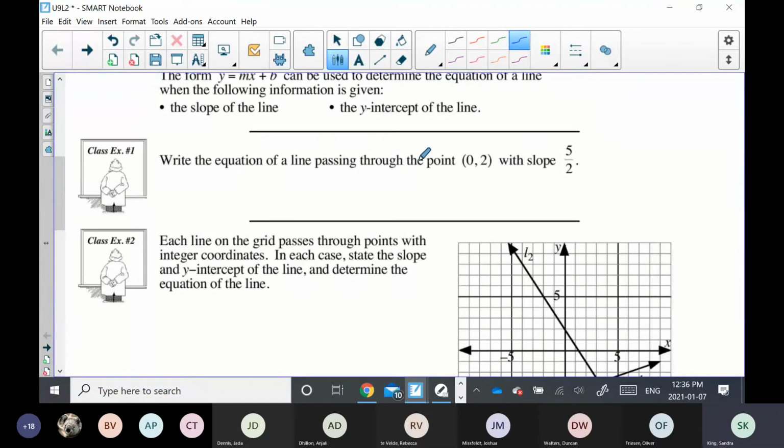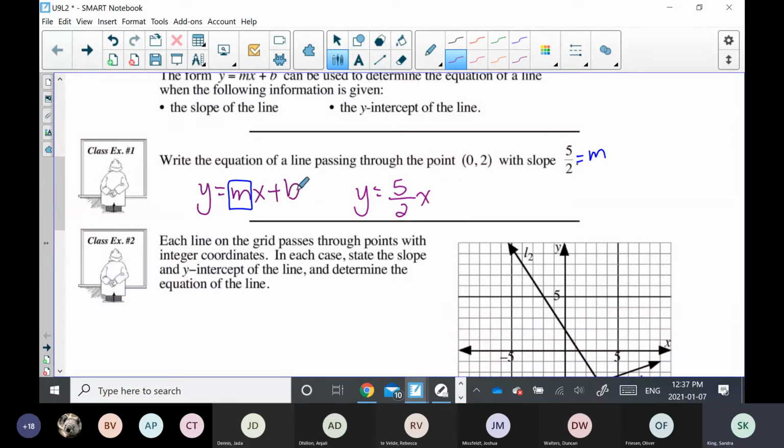Write the equation of a line passing through this point, and it has this slope. So I'm just going to go like this, and that is equal to m. So first of all, we know that the equation of a line is y is equal to mx plus b. I then know that my slope is 5 over 2. So I'm going to take out this m, and I'm going to substitute in 5 over 2. So that would give me y is equal to 5 over 2x.